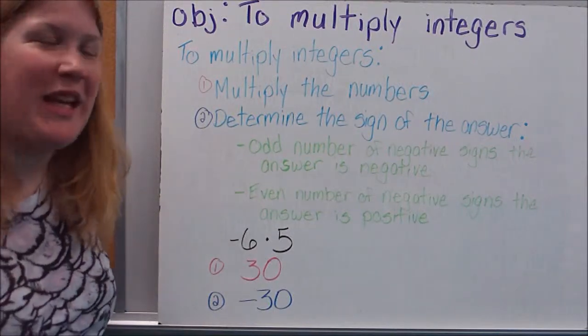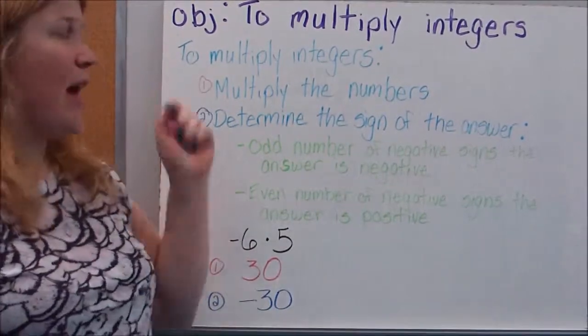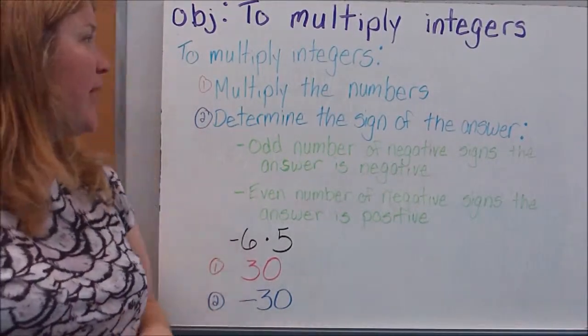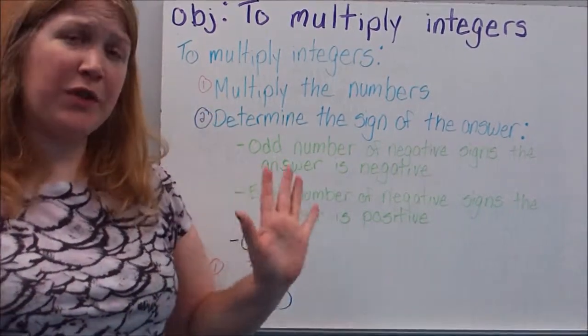All right, today we're going to be taking a look at how to multiply integers. What do we do if we want to multiply integers? Well, there are a couple steps we can follow. Start just by multiplying the two numbers. So first, just ignore your sign.